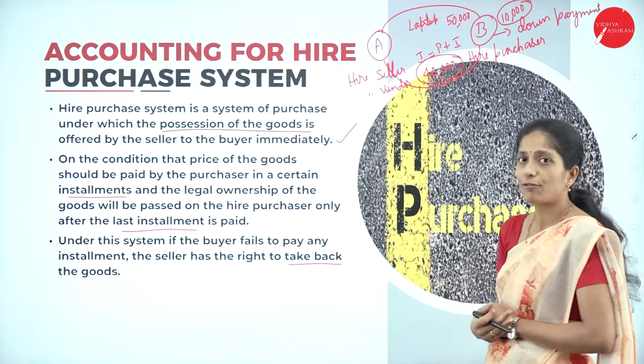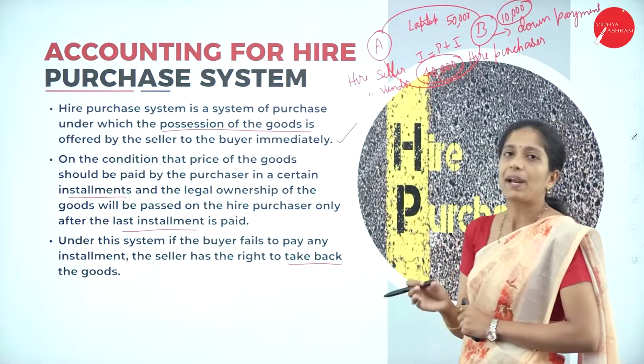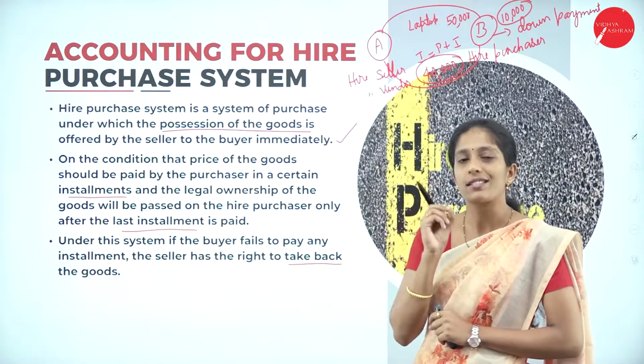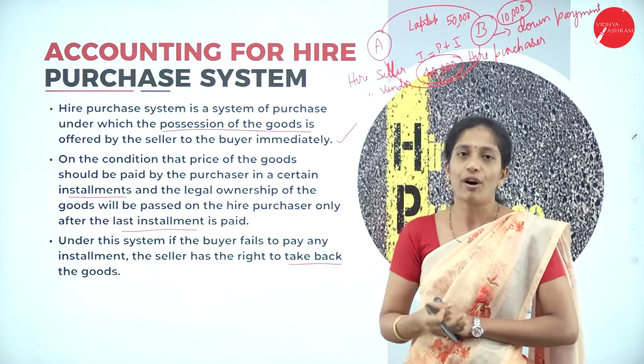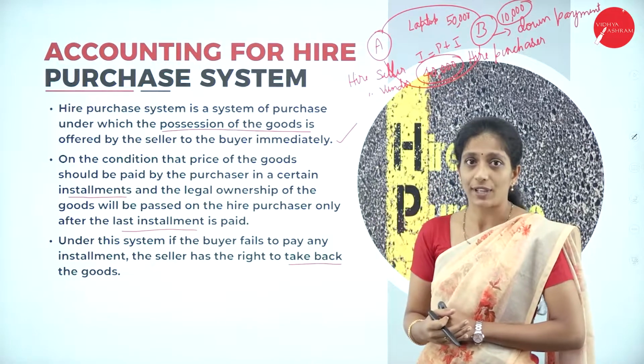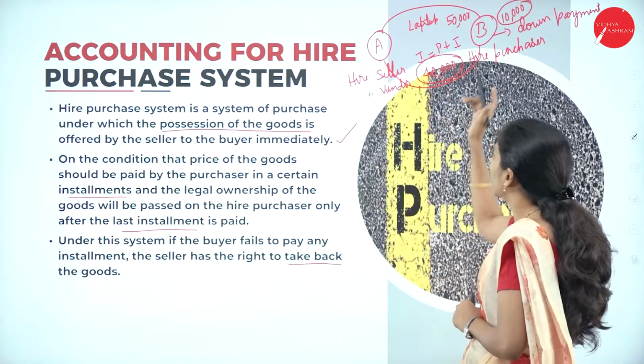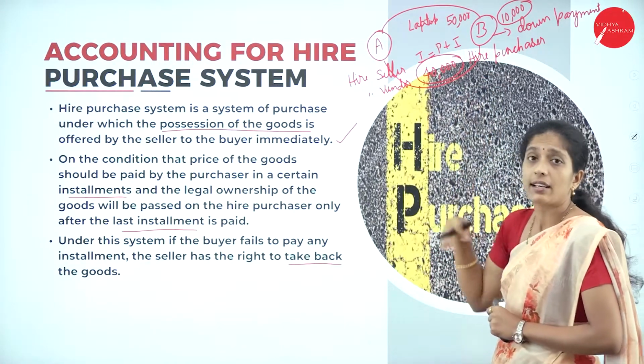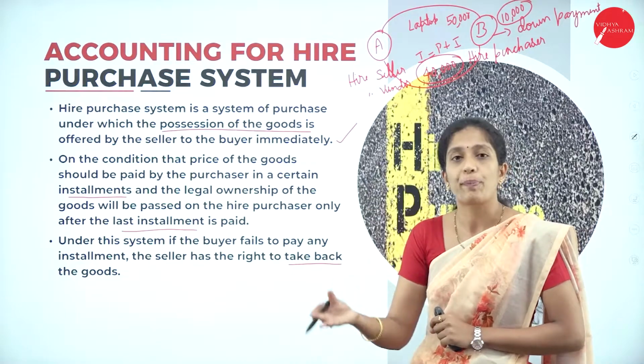A has sold a laptop to B, and the value of the laptop was 50,000, where B paid only 10,000, which is called the down payment on the transfer of the asset. The remaining 40,000 has to be paid in the form of installments. For example, if B has paid 20,000 and the remaining 20,000 he failed to pay in installments.